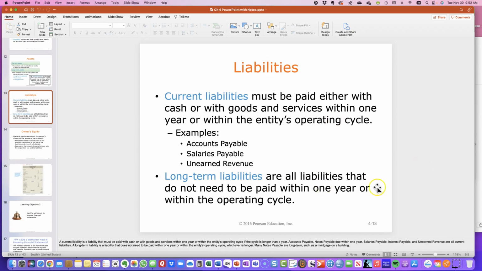Then we have liabilities. Current liabilities are those that have to be paid with cash or with goods and services within 1 year or within the entity's operating cycle. So accounts payable, salaries payable, and unearned revenues are typically the most common types of current liabilities. Long-term liabilities are those liabilities that you don't need to pay within that 1 year or within one operating cycle. So these might be longer term, right? And those would be considered long-term liabilities.